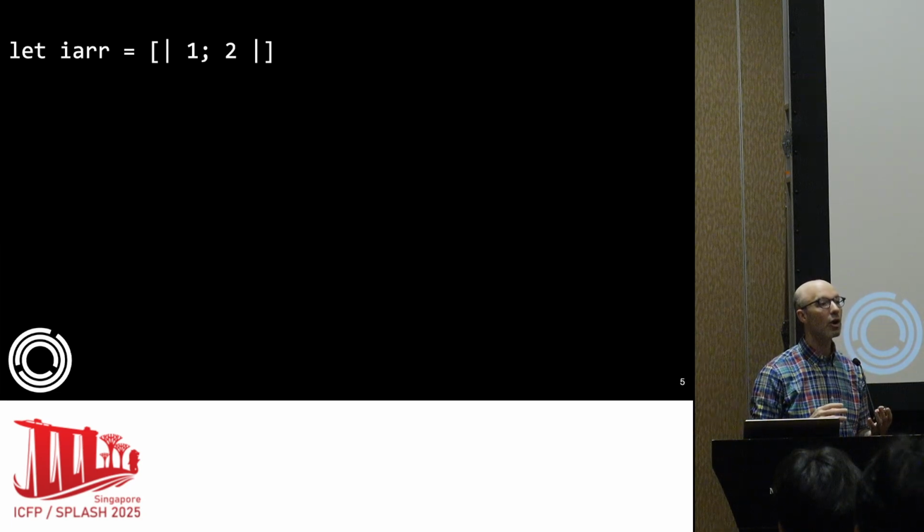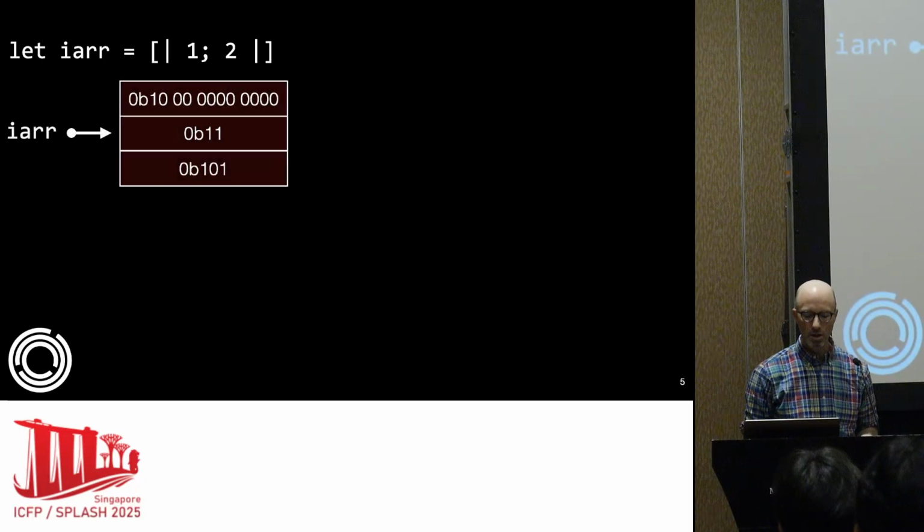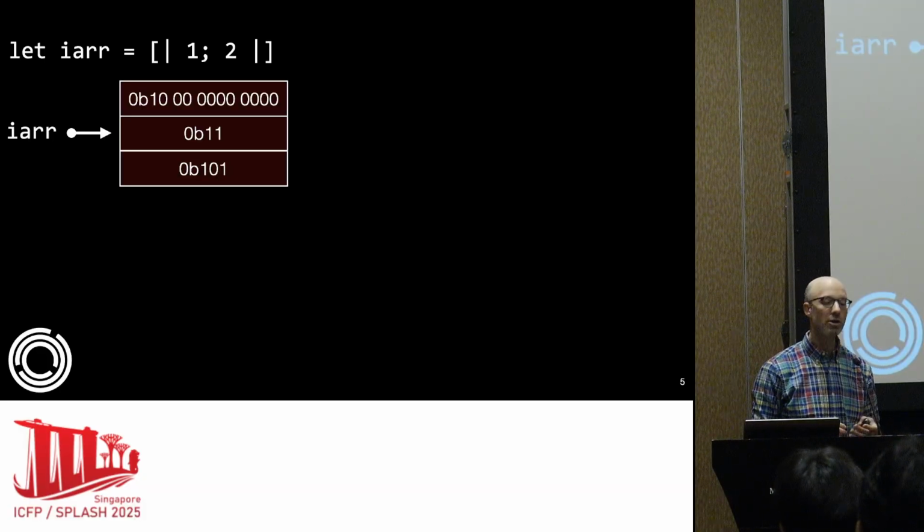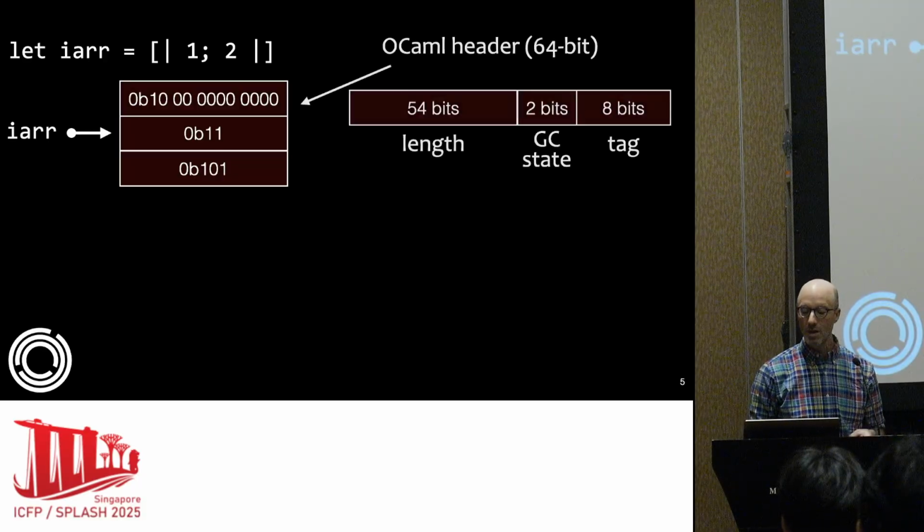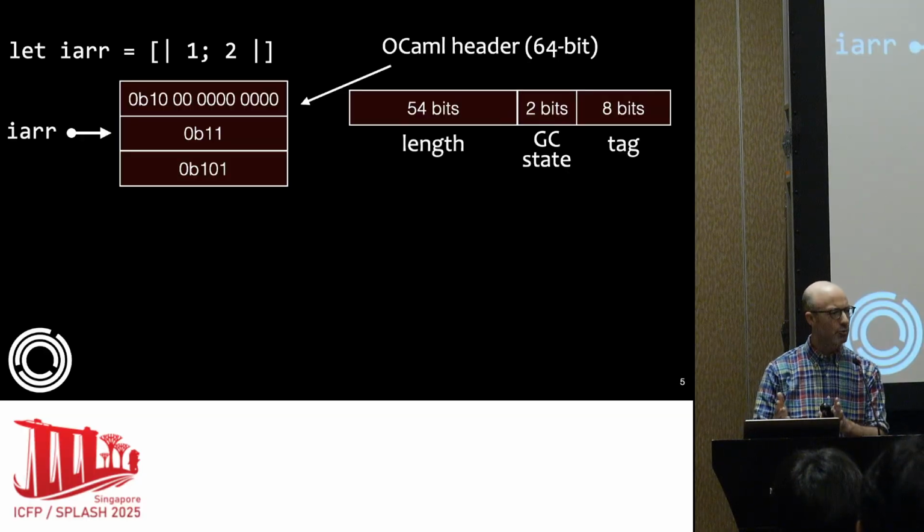So if I have an array of ints like this, that's what it looks like in memory. The variable ir is going to be a pointer to a heap block, and it's actually pointing to the second word of this block, not the first word, because the first word of the block is a header. Here I'm just assuming 64-bit. It could be 32-bit, but we're just going to think about 64. So a 64-bit header looks like this. There's an 8-bit tag down at the bottom, and then some GC state taken up in 2 bits, and then the length of the block is the top 54 bits.